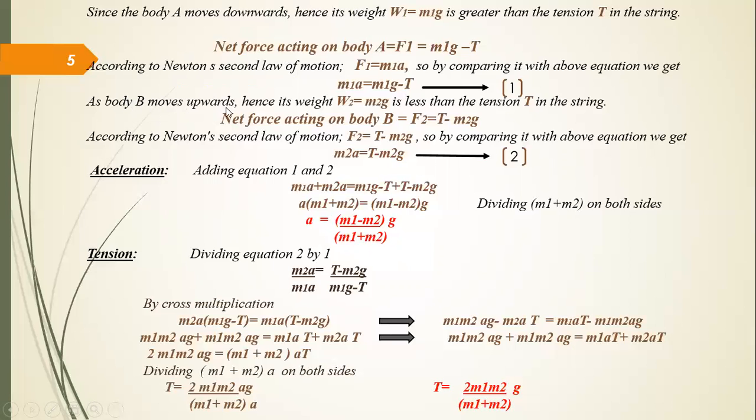As body B moves upward, its weight W2, which is equal to m2g, is less than the tension T in the string. So in block B, tension is greater than the weight. That is why the block will move in the upward direction. For the second block B, we will consider T as positive because it is greater than the weight, and we will take the weight as negative. So T minus m2g is the total force acting on B. This is the sum of all the forces.